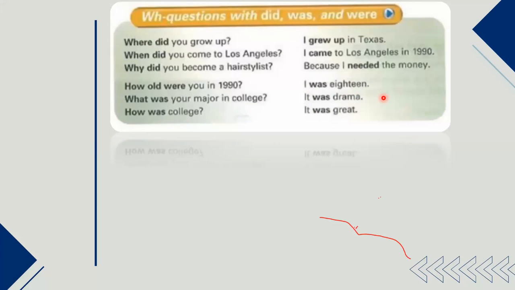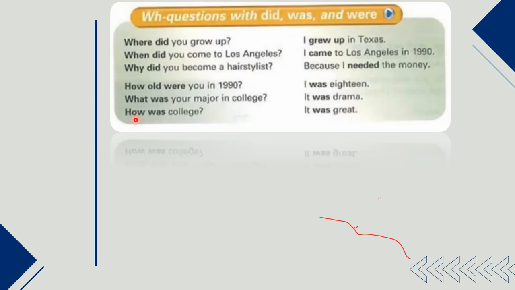It was business administration. Okay, excellent. Any other answer? What was your major in college? It was international affairs. Okay, excellent. Any other? It was lawyer. Oh, it was law. Now you are a lawyer, right? Yes. And then you say it was law.